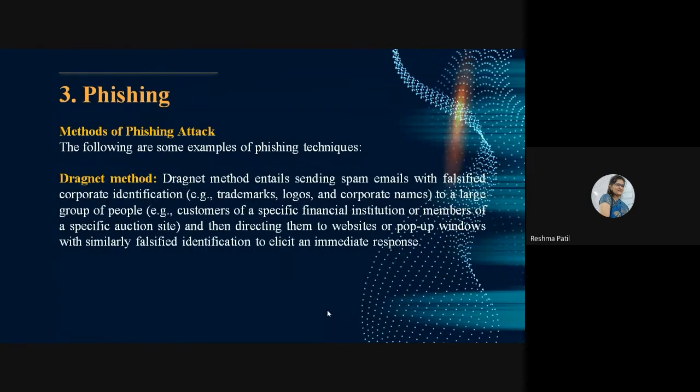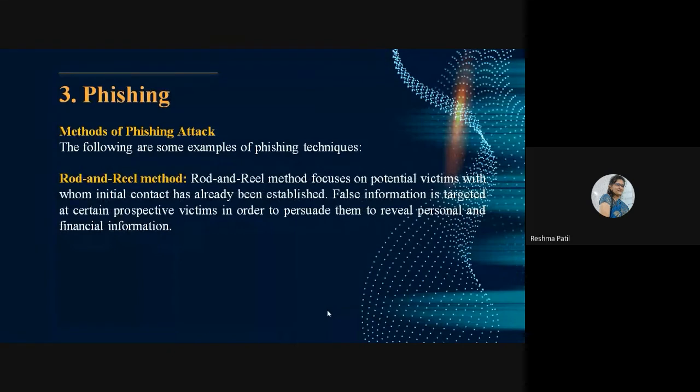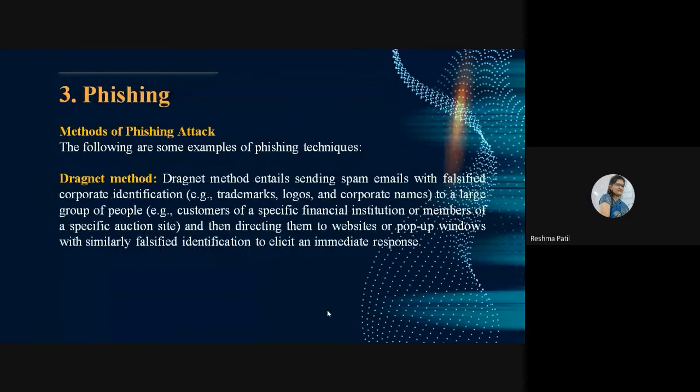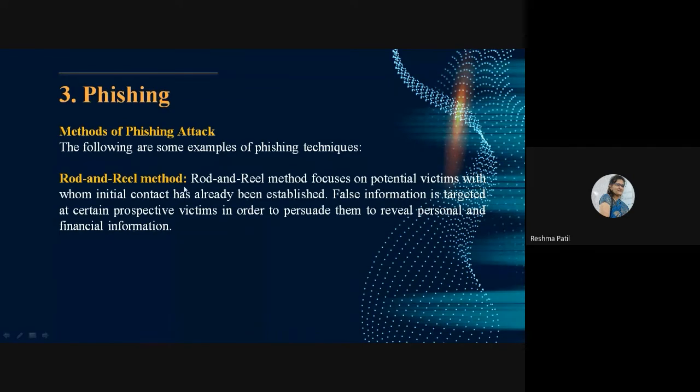Check once again: Dragnet method, rod and reel method, lobster pot method. In the first method, the Dragnet method, they are using corporate identification, trademarks, logos, and corporate names to get sensitive information. In the rod and reel method, they have created a relationship with the victim. Contact is initially established with the victim, and after that they target that particular victim to get the sensitive information.